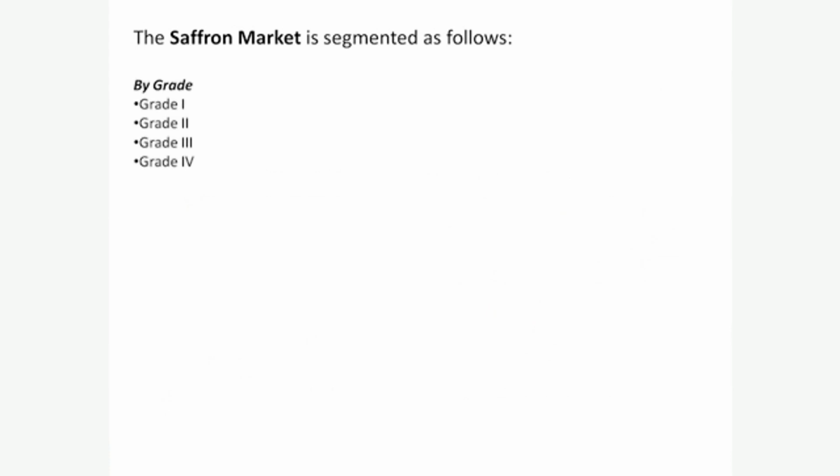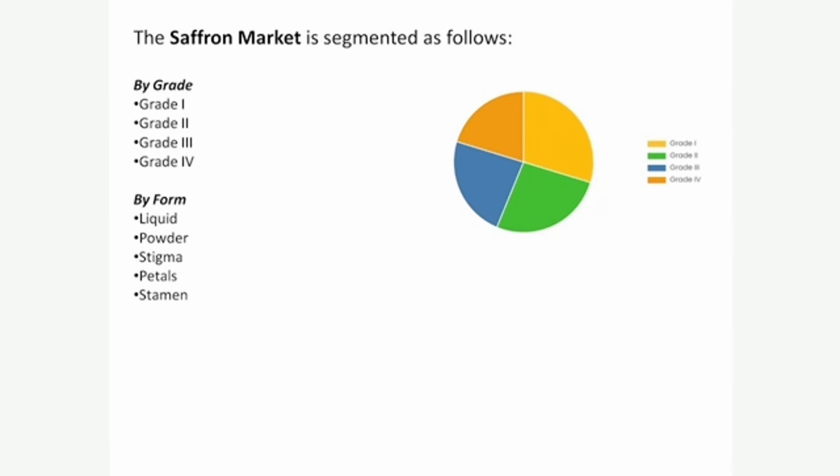We see the various segments of the saffron market, because it will be segmented by grade 1, grade 2, grade 3, and grade 4. We see the pie chart, and the major part is grade 1. Further it will be grade 2, then grade 3, and the last one is grade 4. By form it will be liquid, powder, stigma, petal, and stamen.